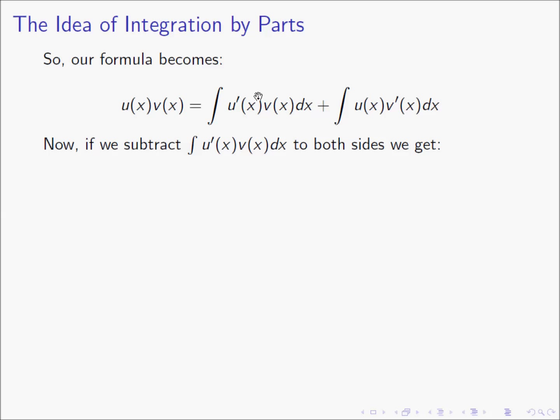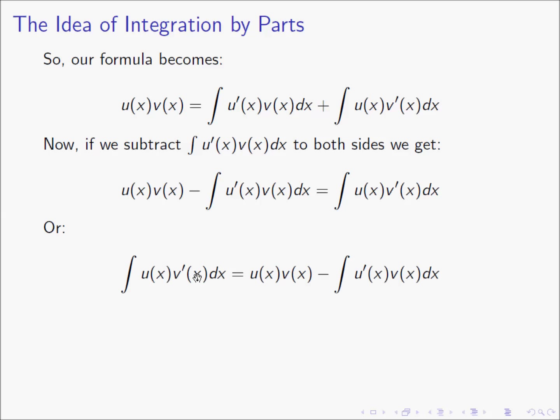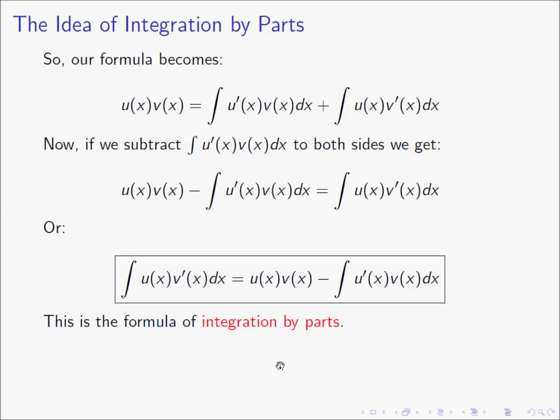Now we're going to subtract this term, that is this integral, from both sides, and we get this. We subtracted this term on the left side, and on the right side we subtracted it and it cancels with this one. And we can take this right side to the left to get this formula for this integral. This formula is the formula of integration by parts. When you say I'm going to use integration by parts, what you mean is that you're going to use this formula for calculating this integral on the left side.